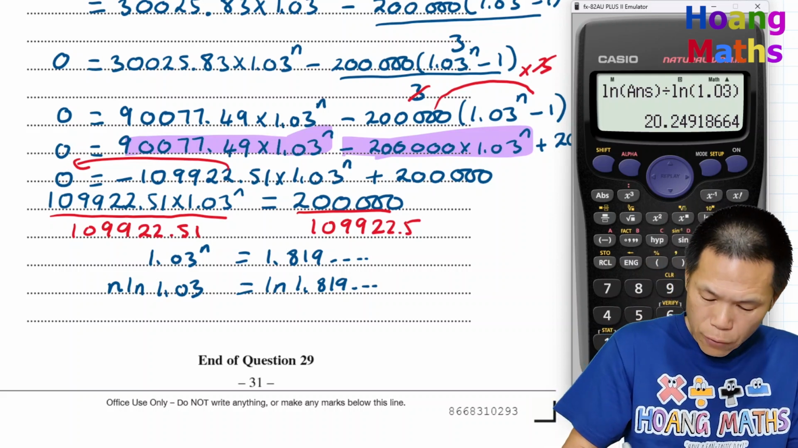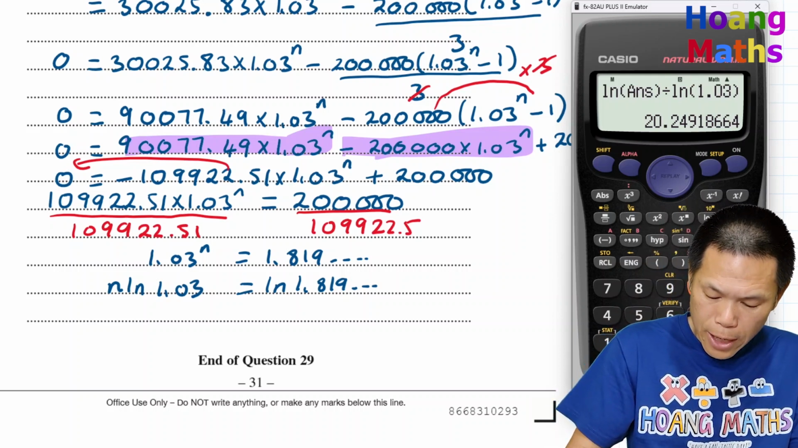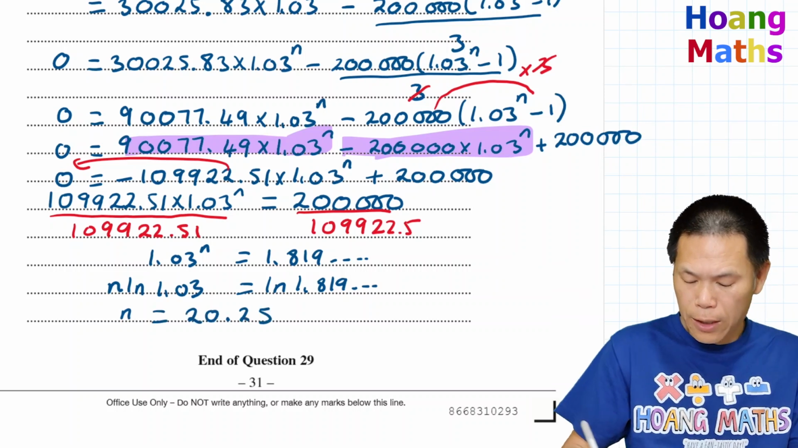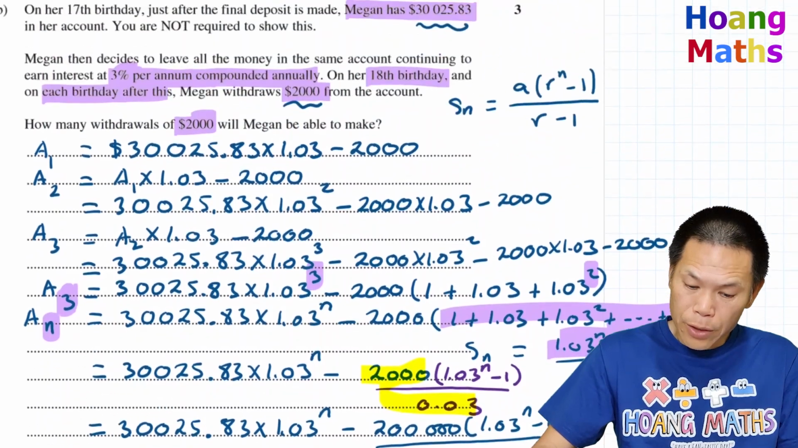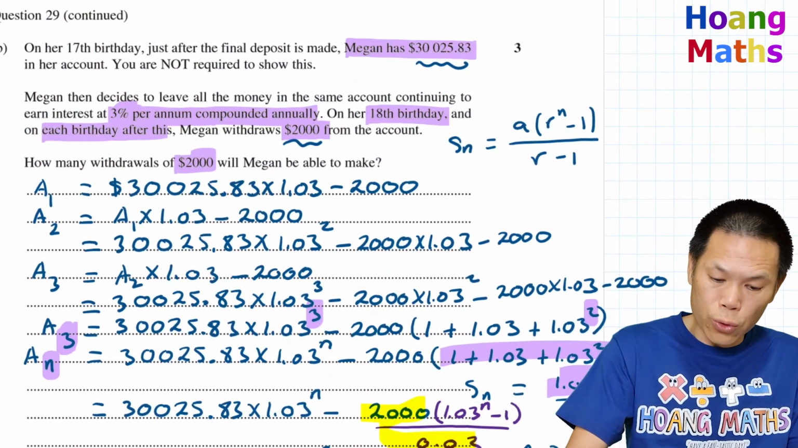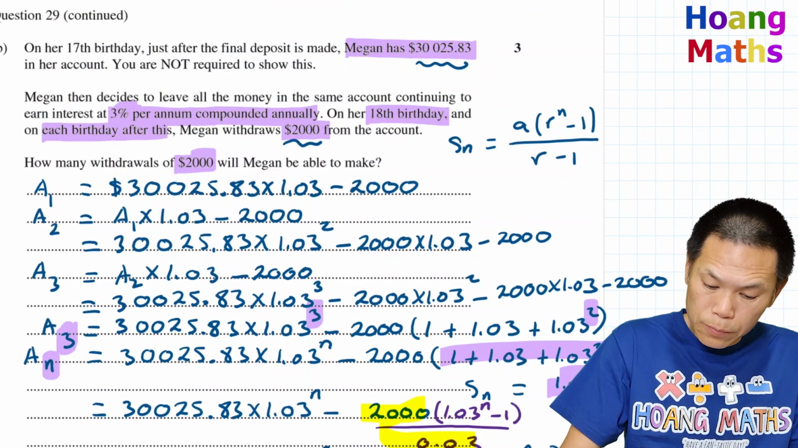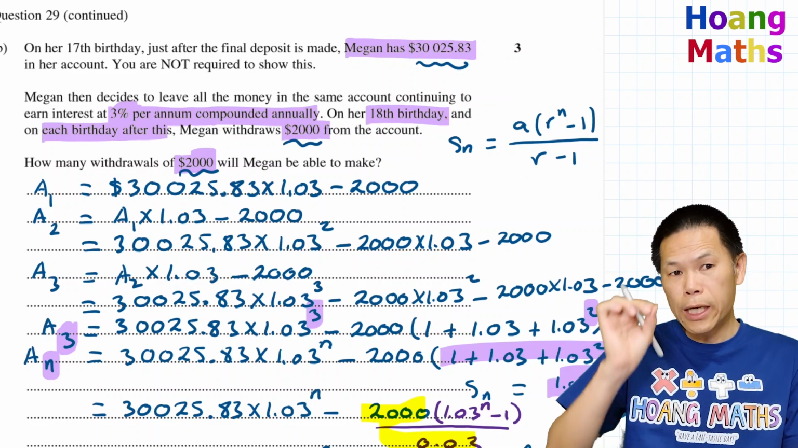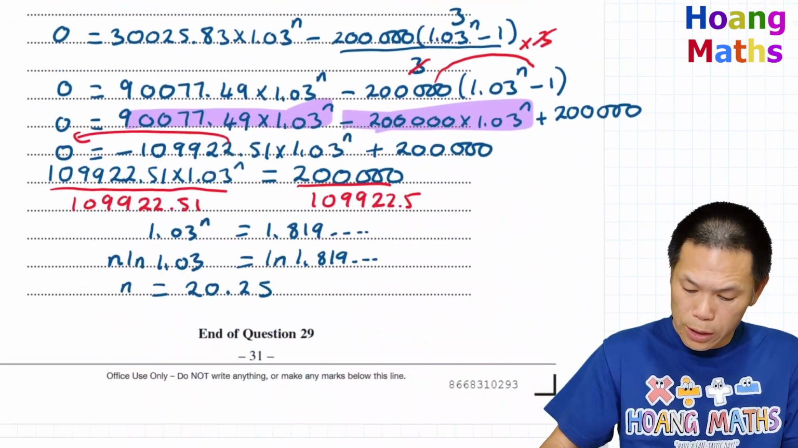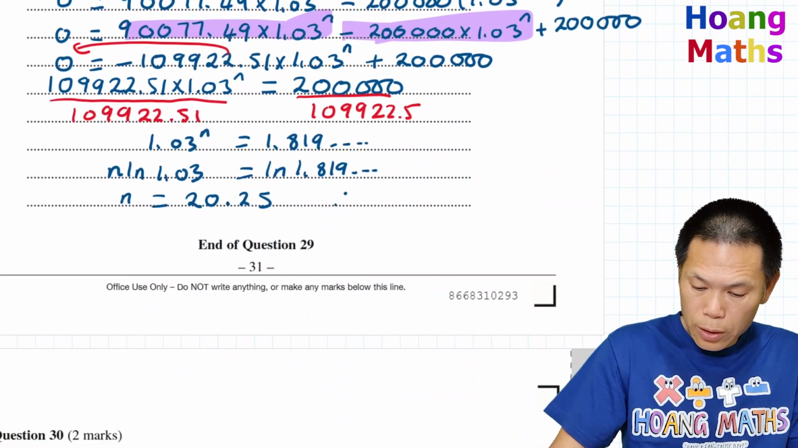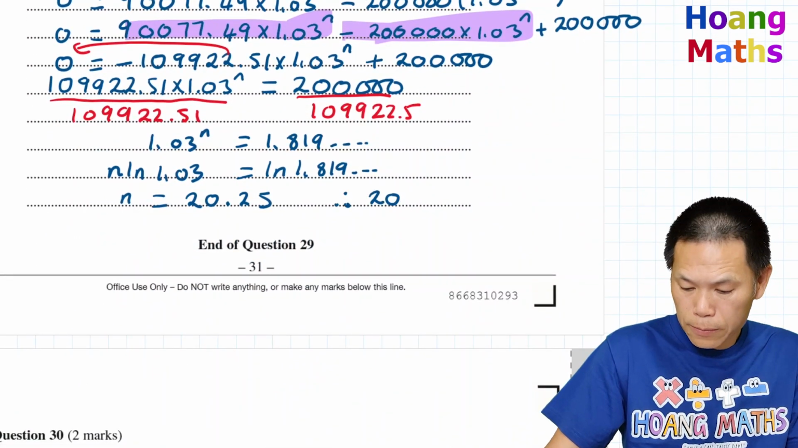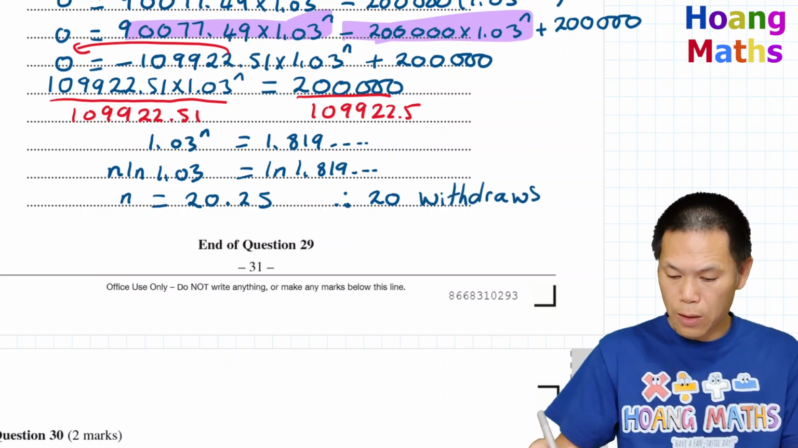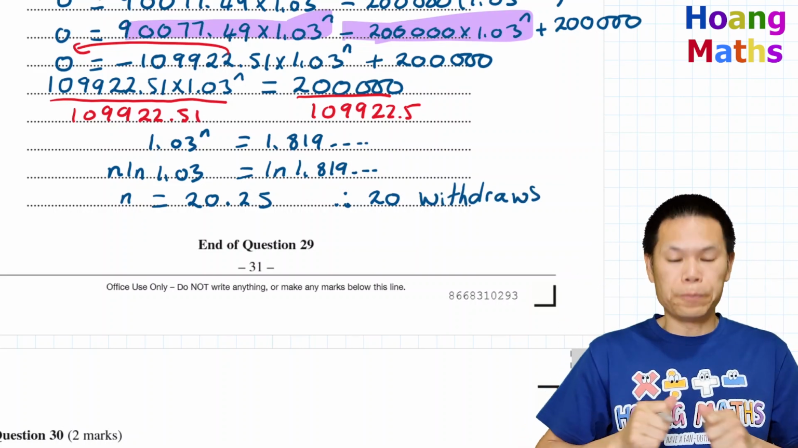So there you go, 20.25, correct to 2 decimal places. So n is 20.25. So this means that it's 21 withdrawals because withdrawals of $2,000. So 20 times, okay? So 20 withdrawals if you like. So therefore, 20 full withdrawals. So there you go.